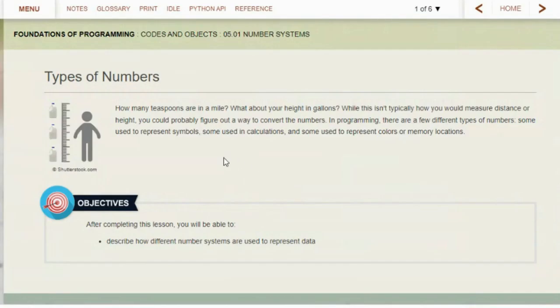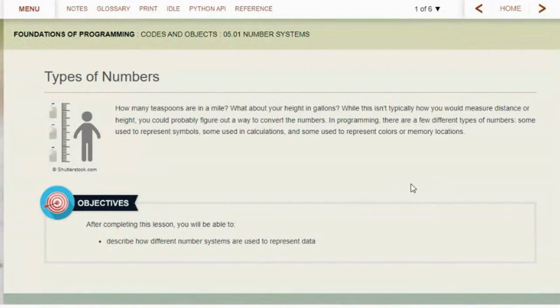Let's look at our number systems lesson. Types of numbers. How many teaspoons are in a mile? Anyone know that one? How about your height in gallons? How many gallons tall are you? This isn't typically how you would measure distance or height. You'd probably figure out a way to convert the numbers if you had to do that.